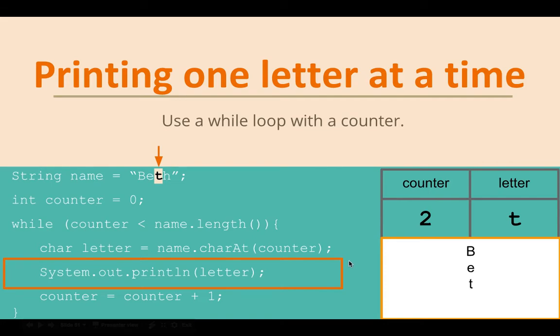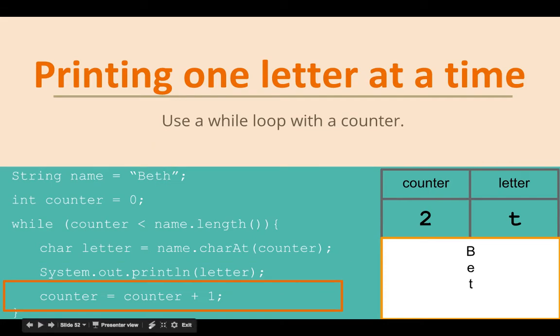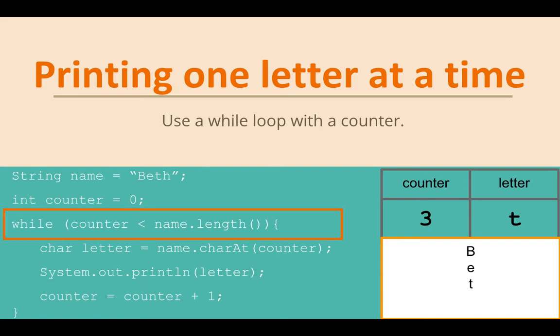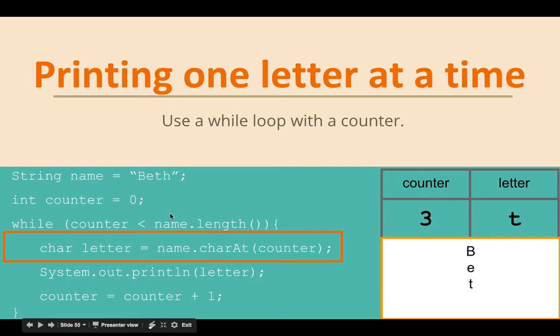So T prints, and I go down to my next line of code, and my counter is going to increment by 1. So 2 plus 1 is 3. I pop back up, is 3 less than 4? Yes, it is. Back into the body of code. All right, which character is at position 3? H is at position 3. It populates over here. I go down to print the line. It prints the H. I pop down, and my counter is now going to be equal to the counter plus 1. So 3 plus 1 is 4.